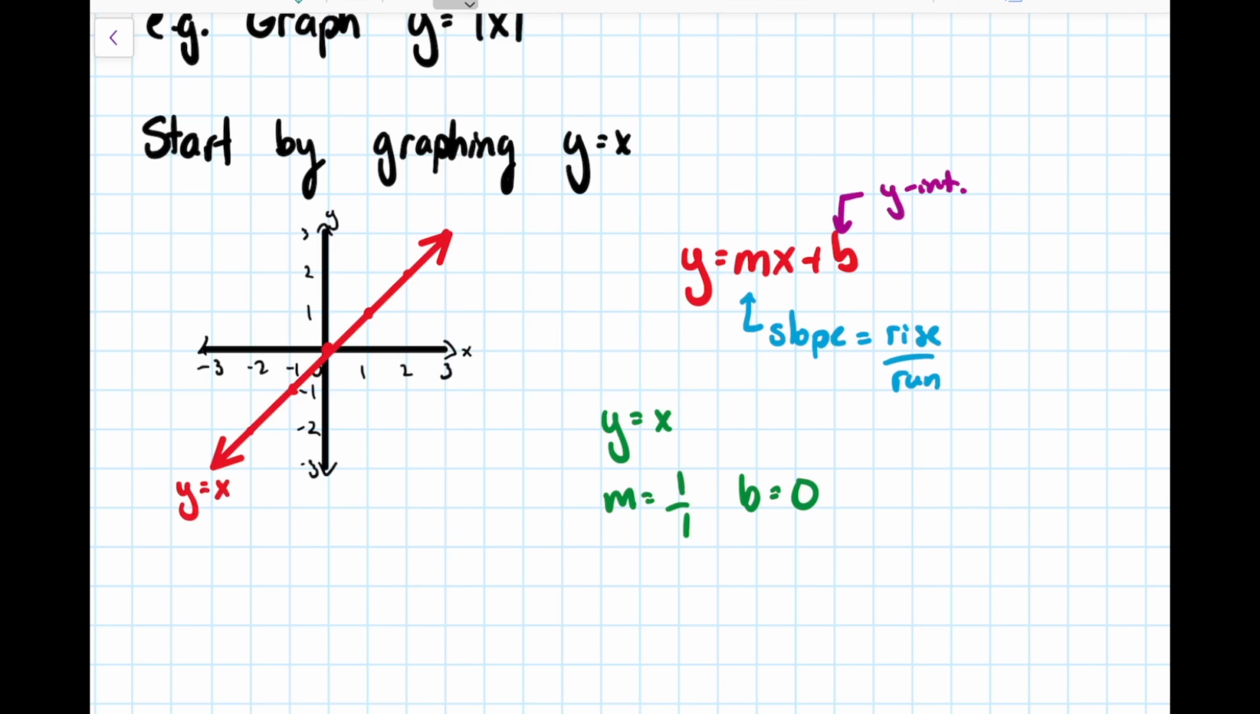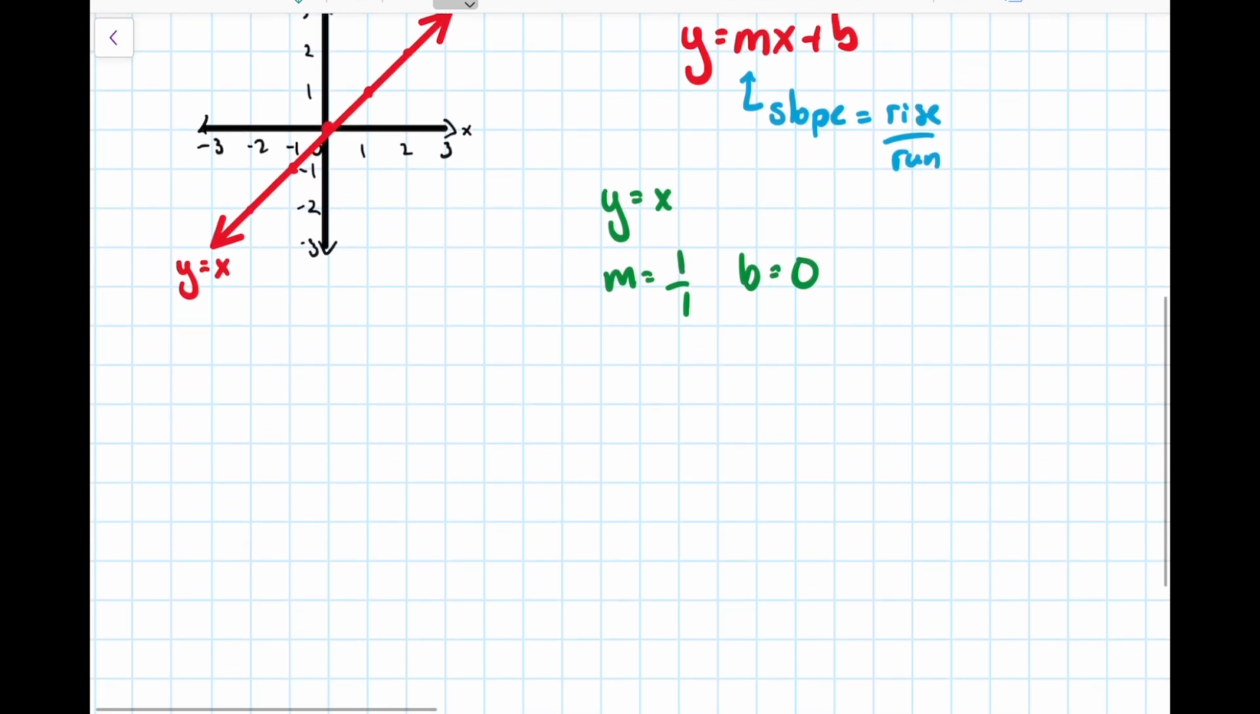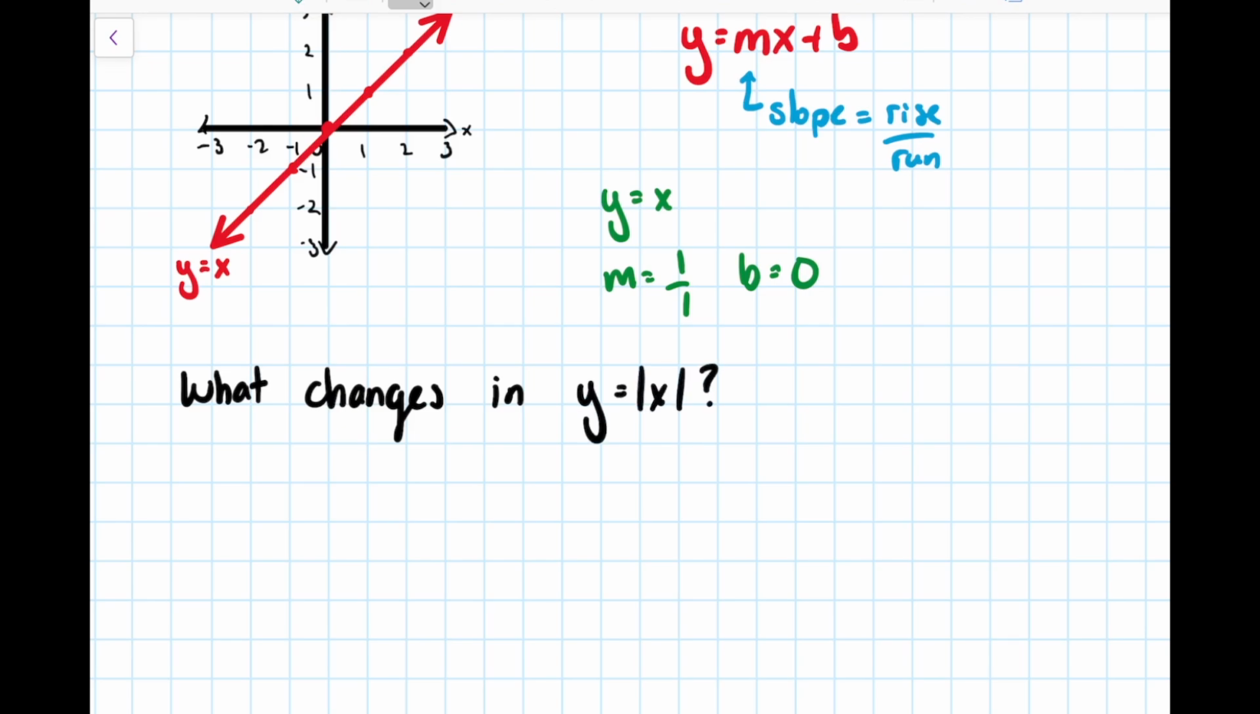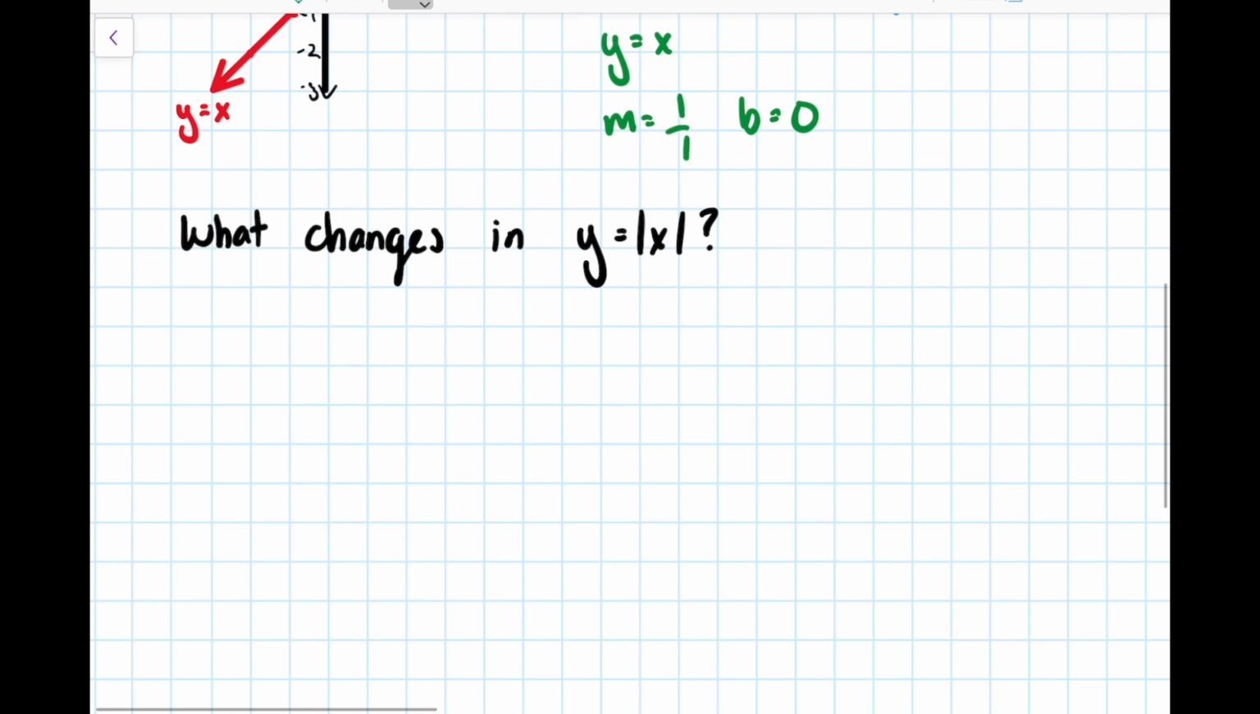But we didn't want y equals x, right? We wanted y equals the absolute value of x. So how does that change things? What does that absolute value do? We're going to compare the graph that we have now and see if we can use it to get that absolute value version. So let's make ourselves a couple of tables of values.